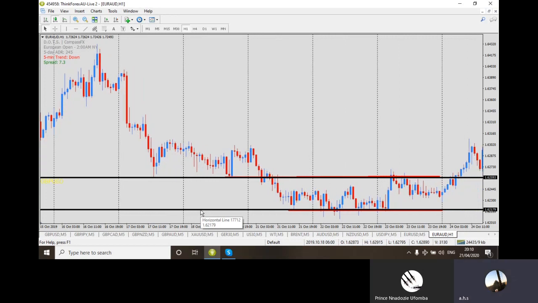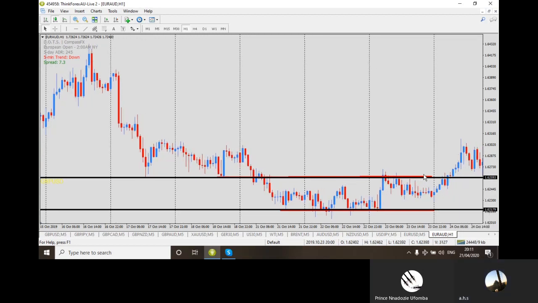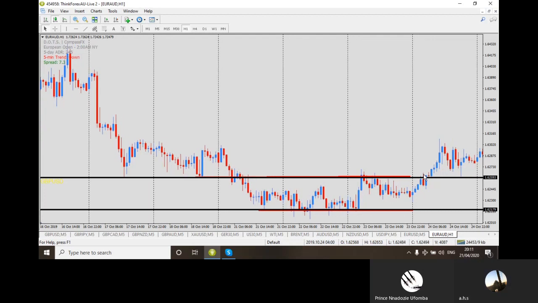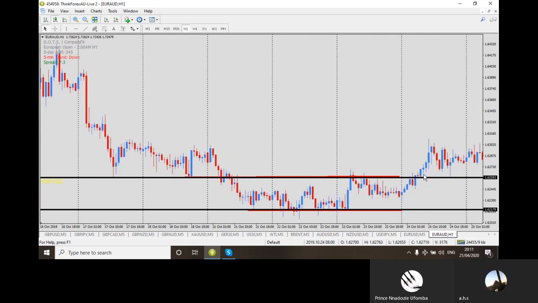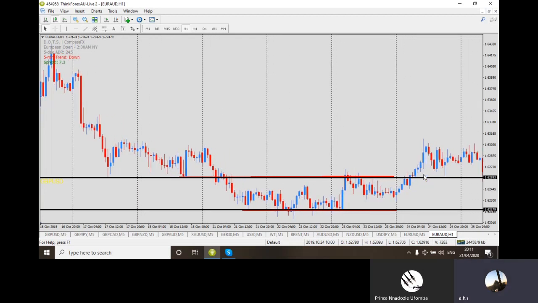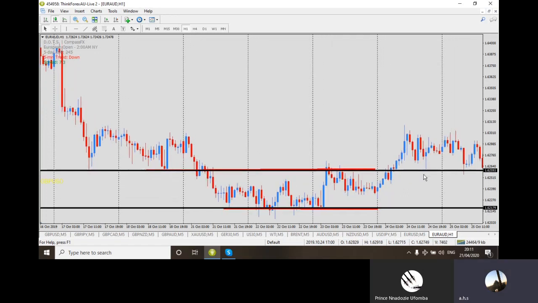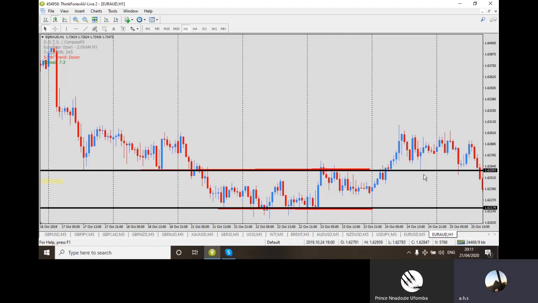Okay, so due to the fact that we're above this resistance level, I'm going long. The level gets tested. The level gets tested again. I'm broke. We're out. Okay, so first trade, we're out.